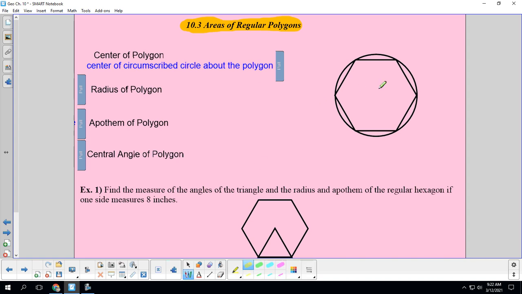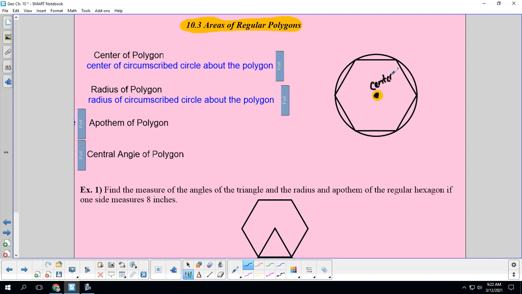So if you were to draw a circle, say we have this hexagon here. If we were to draw a circle around it, the center of the polygon will be the center of the circle that is drawn around the polygon. The radius of a polygon is the radius of the circle. So think about where, here's our center.